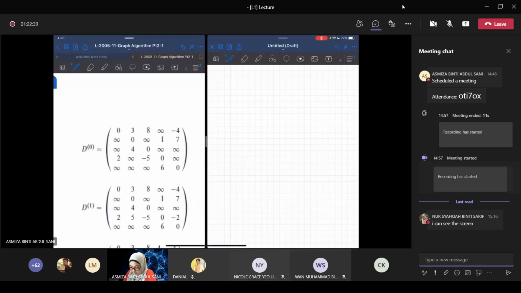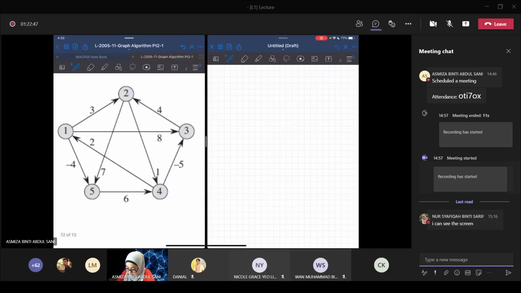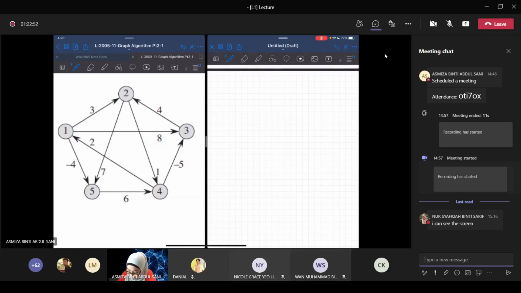In this case, we need to create D0, which is the adjacency matrix for this graph. So let's do D0. I like to have the numbers labeled: 1, 2, 3, 4, 5 for the rows and 1, 2, 3, 4, 5 for the columns. Then we create the adjacency matrix. For 1 to 1, we know there is no cycle, no self-loop going back to itself, so we can straight away put 0. 3 to 3 is 0, 4 to 4 is 0, and 5 to 5 is 0. So the diagonal will always be 0.